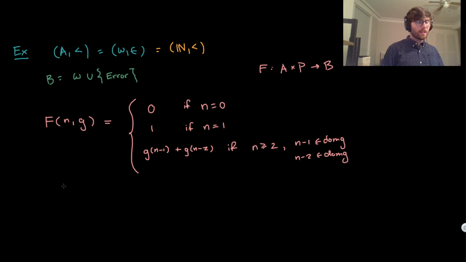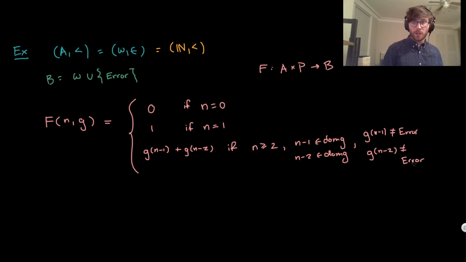And the other thing that we need is that g(n-1) and g(n-2) shouldn't be the error term. So again, P is going to be the set of all partial functions from A to B. So maybe n-1 and n-2 are both in the domain of our function g, but maybe the output was the error term. In that case, we want to make sure that g(n-1) and g(n-2) are both not the error term. So g(n-1) is not equal to error, and g(n-2) is not equal to error.